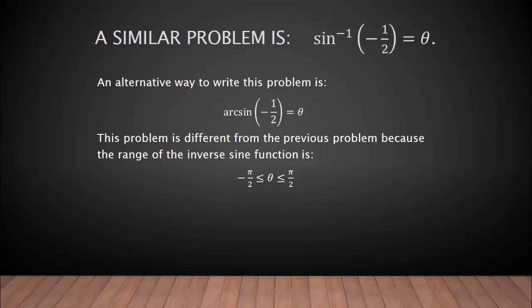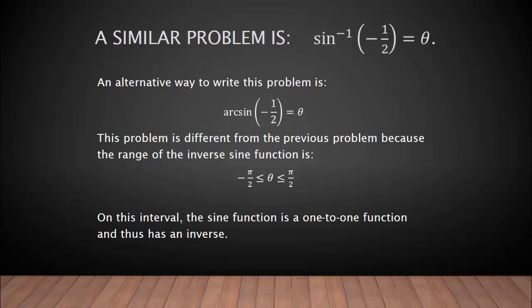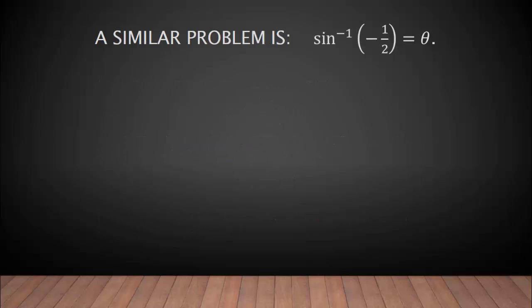This problem is different from the previous problem because the range of the inverse sine function is negative pi over 2 to pi over 2. On this interval, the sine function is a one-to-one function and thus has an inverse. Let's solve this problem.